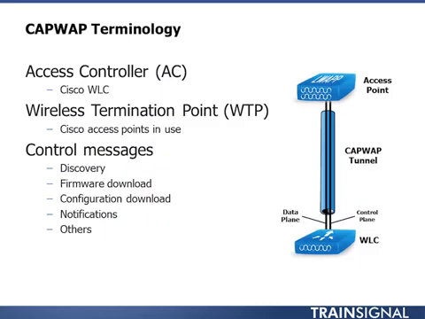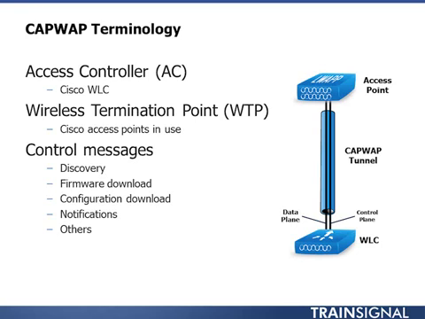So let's take a look at the CAPWAP protocol, and let's start with some terminology. Firstly, the CAPWAP standard uses the term access controller, which is the same thing as the Cisco wireless LAN controller, i.e. a controlling box that's managing a collection of access points. The wireless termination point is what we refer to as access points.